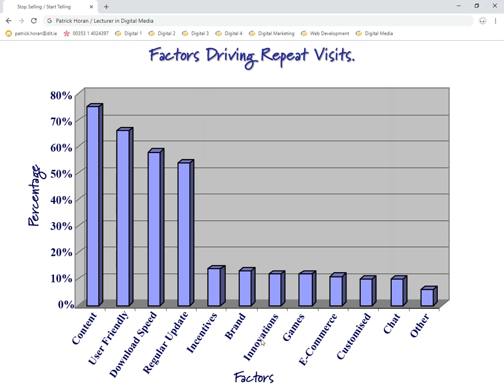Then we move down along here. Some offer incentives and loyalty. The brand itself, we go there, innovation, games, we buy from them, customize, chat, and other, okay? So a lot of these ones dropping off down here, along here. But the reason I'm pointing these out right now is factors driving repeat visits. Why do people keep coming back? They keep coming back because we offer these things.